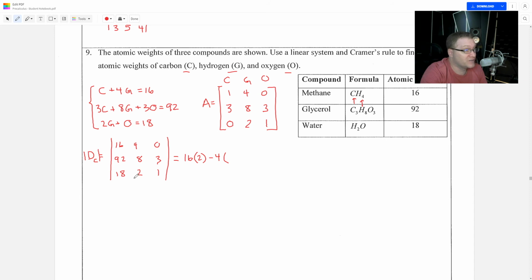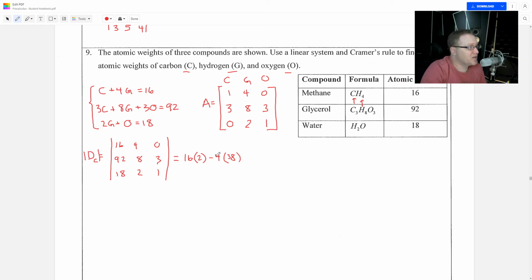What's 92 minus 54? I can do it in my head. 36? Yes, right? Let me check it. 92 minus 54 is 38. Dang it. See, good thing I checked. Oh, actually, let me erase that. 38.